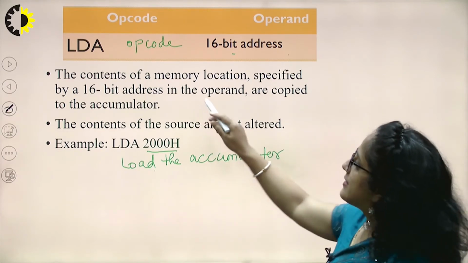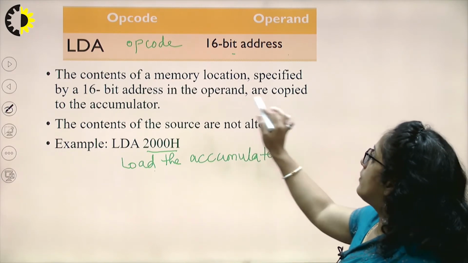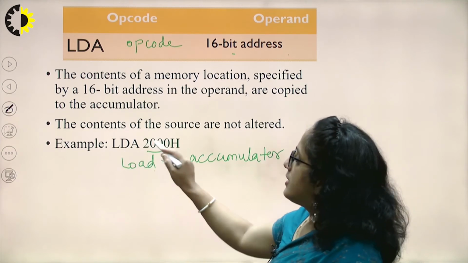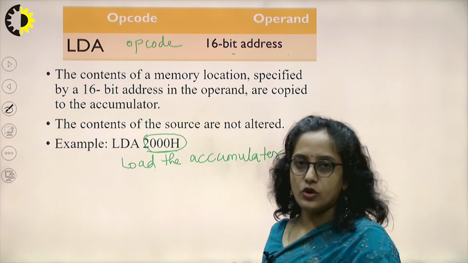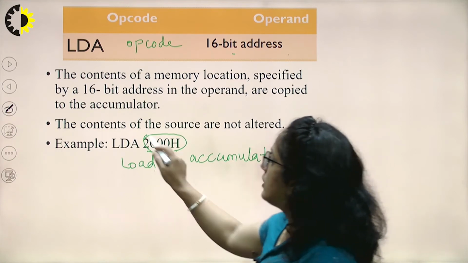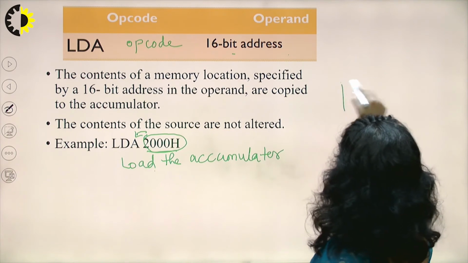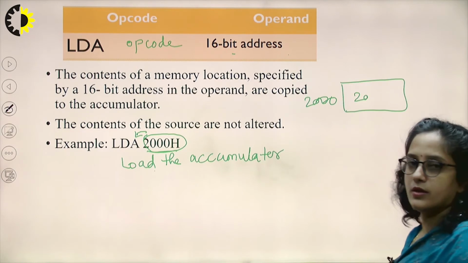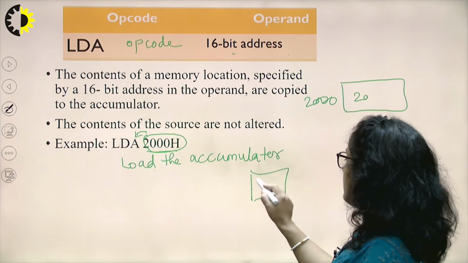Here it is written that the content of the memory location specified by the 16-bit address in the operand is copied to the accumulator. So in this condition, this 2000 will become the address of a particular memory location, and whatever content is stored at that memory location gets copied to the accumulator. Let's take an example. Suppose in memory location 2000, 20 is stored. After execution of this instruction, the content of the accumulator will be 20.